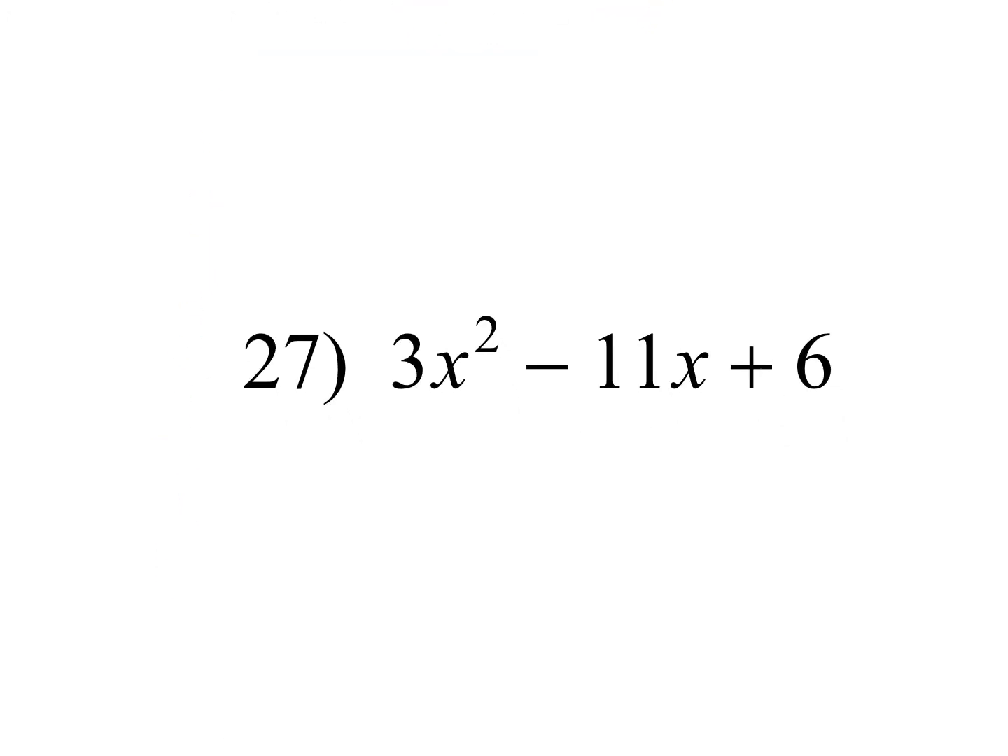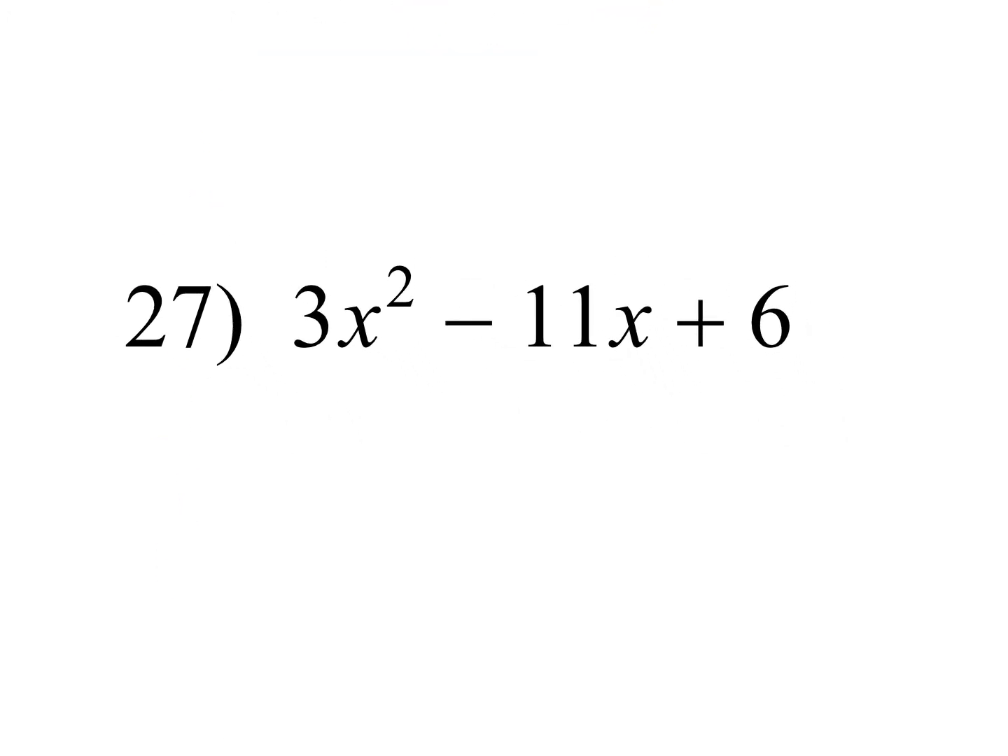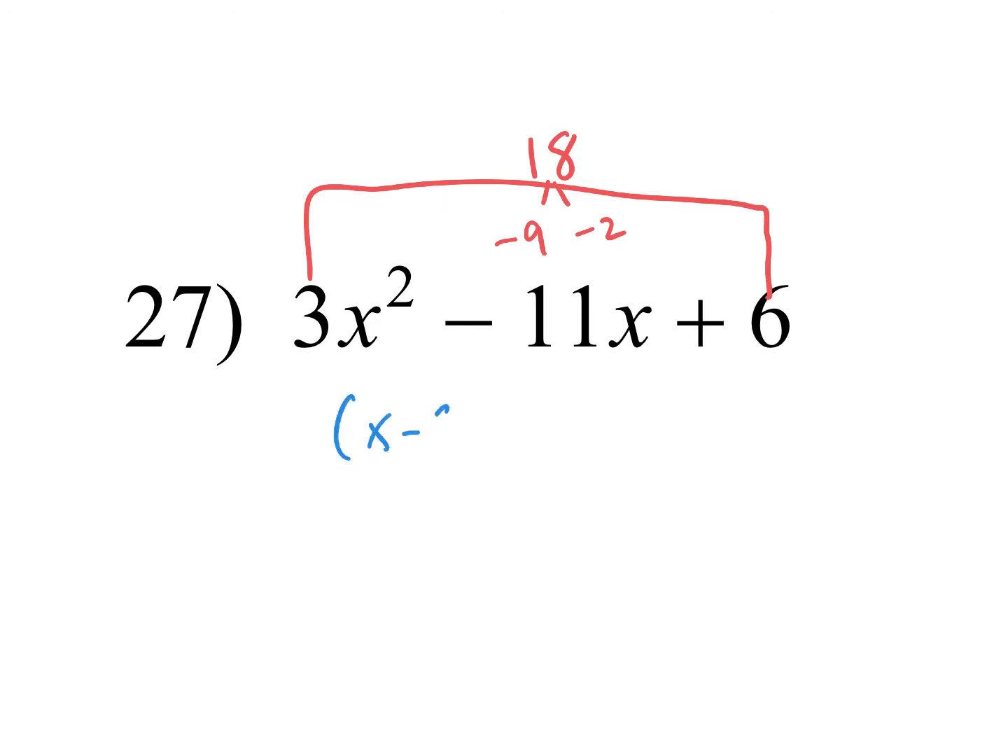All right, 27. Can I take out a 3 from all of these? Nope. So what do I do? Multiply the first times the last. So 3 times 6 is 18. What are two factors of 18 that add to negative 11? Negative 9 and negative 2. Perfect. So I have x minus 9 and x minus 2. What do I do next?